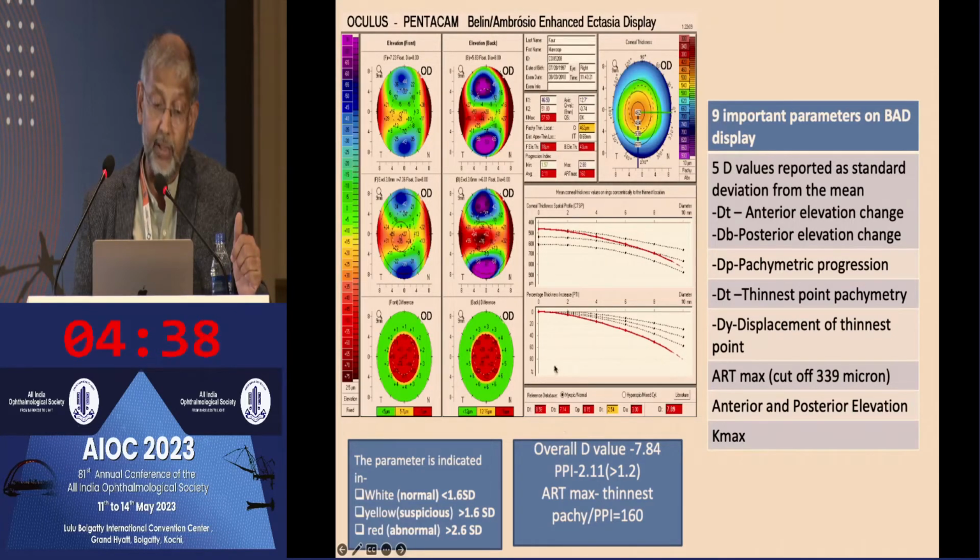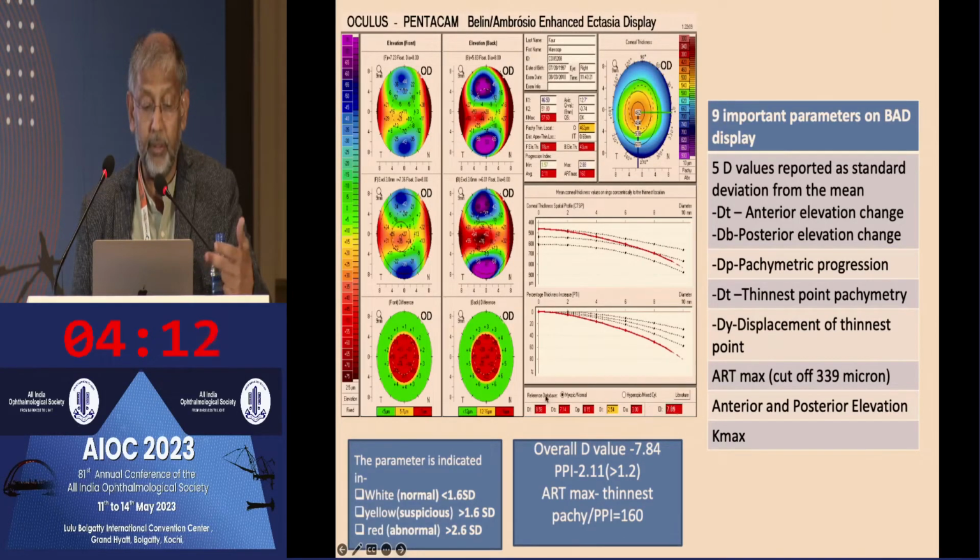This is anterior elevation, the thickness variation, then the pachymetric progression, thinnest pachymetric point, and displacement of the thinnest point, and ART max cutoff micron is 399. This is the ratio of ART max to the thinnest cornea, and this is a combined value of this. This combined value is much more important than the individual values.